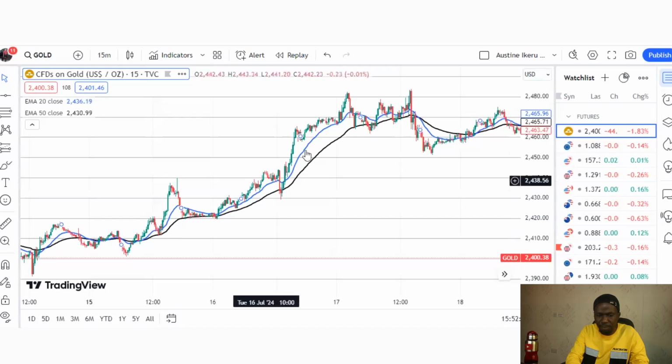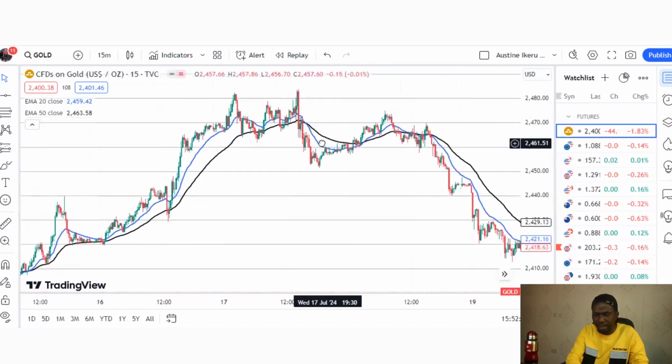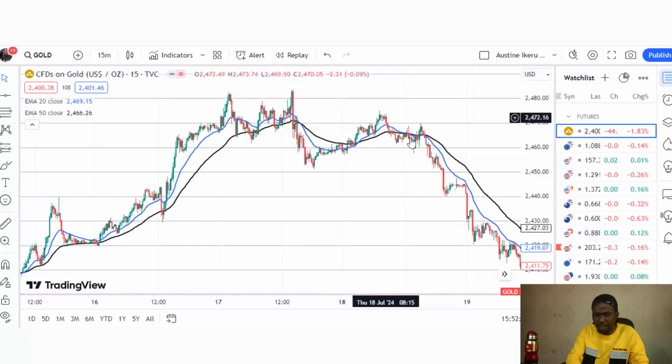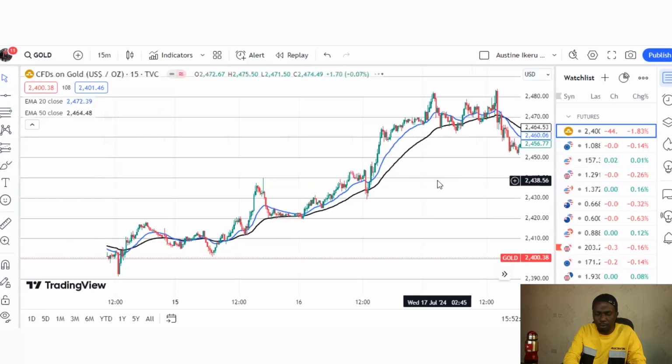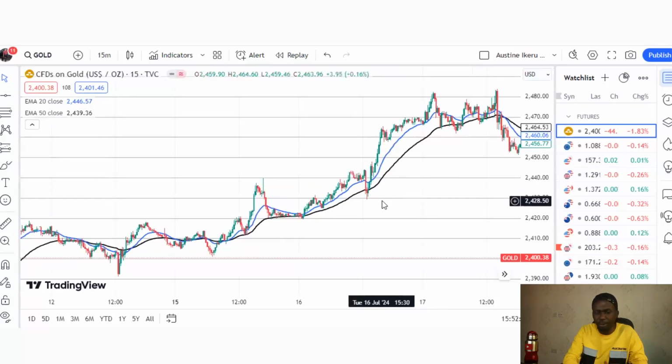The buyers now push the price all the way to this point, right? So as the 20 EMA crosses below the 50 EMA, the price went down, right? And when it crossed above, the price then went up. So this is what we call the crossover strategy, and this works during a trending market, not during a range.